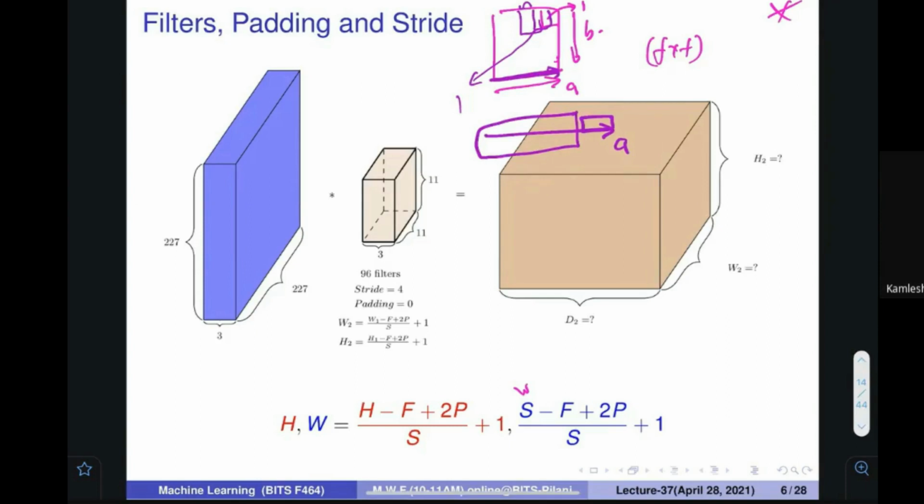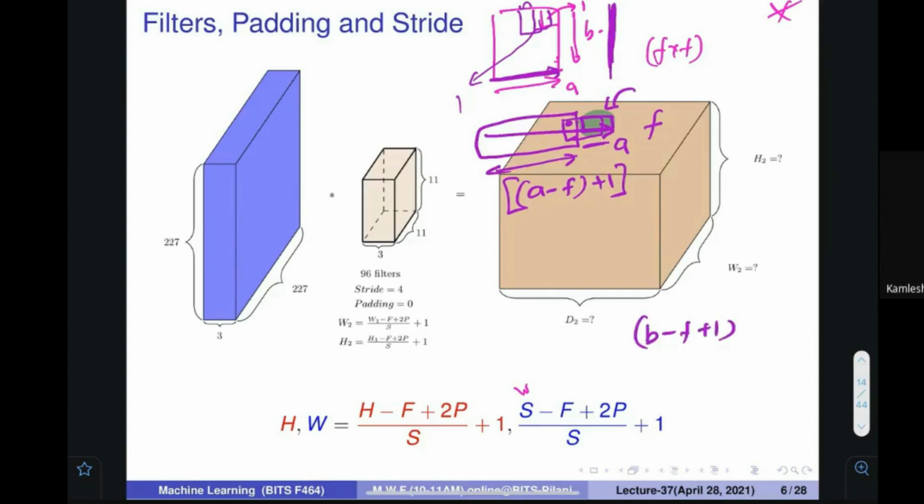If I say that my filter is placed at this particular location, then how many values are here? Here there are F values, because the filter size is F. How many values are here? A minus F values are here. So all of these are going to give me one value when I put the filter over here, and one value would be given when I put the filter over here. So the total number of values I'm going to get is A minus F plus 1 in this particular direction. What is happening in the B direction? It is B minus F plus 1.